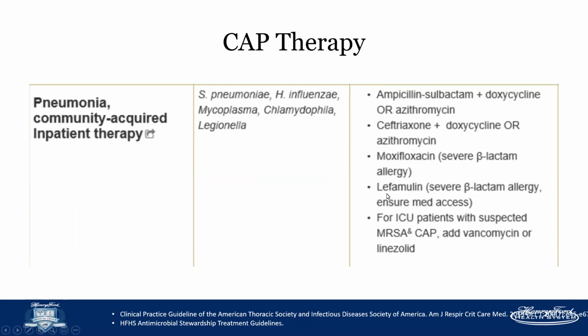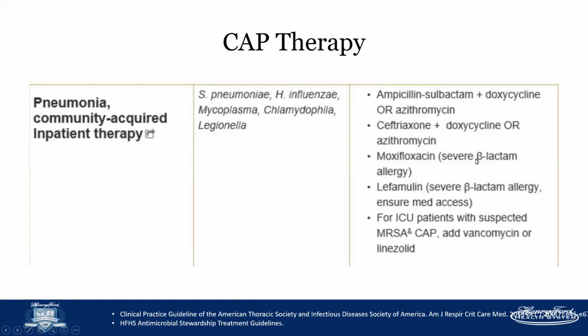So coming to treatment of community-acquired pneumonia in the inpatient. So this is if someone is coming in and you want to empirically start them on antibiotic therapy. Again, we're trying to cover for streptococcal pneumonia because this is the most common cause, H. influenzae, our atypicals, mycoplasma, chlamydophila, and Legionella. So we recommend either using Unasyn (ampicillin-sulbactam) plus doxycycline, or you can use Unasyn plus azithromycin. Same thing, ceftriaxone plus doxy, or you can do ceftriaxone plus azithromycin.